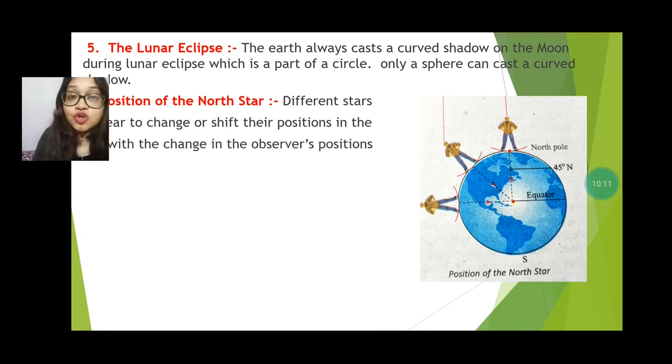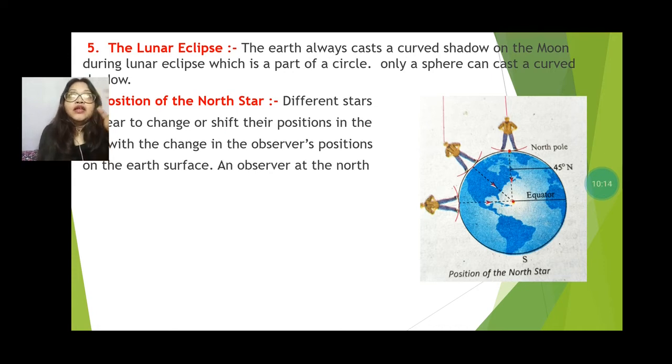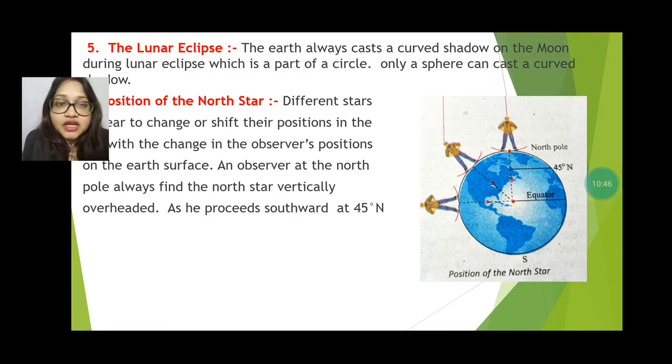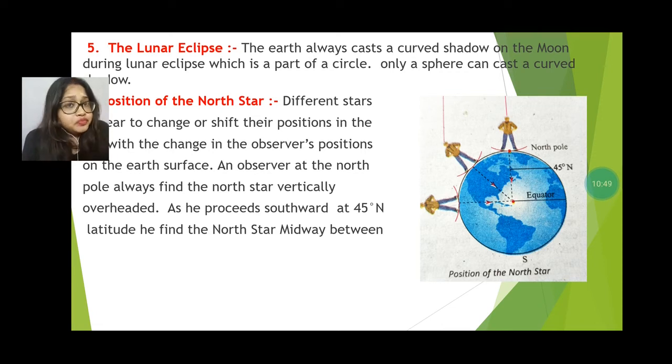Now the next one is the position of the North Star. In primitive times, you know that the North Star was actually our compass. If we were lost anywhere, we could find our path by following the North Star. But the stars appear to change their positions as we change our positions. As an observer, we can see the stars change their positions. But an observer at the North Pole always finds the North Star vertically overhead.